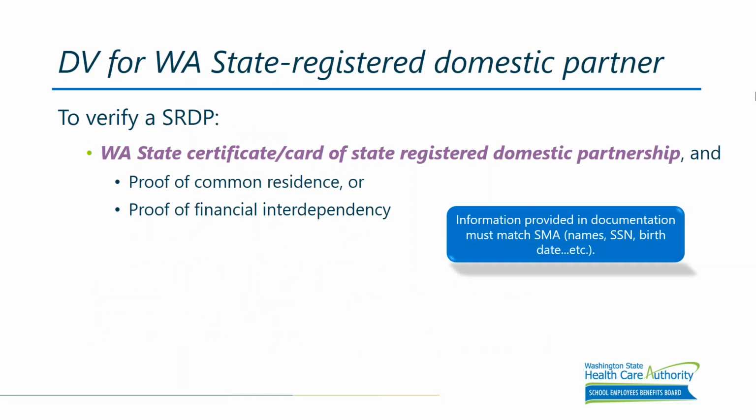To verify a state-registered domestic partner, subscribers must supply the Washington State Certificate or Card of State-Registered Domestic Partnership, along with proof of common residence or proof of financial interdependency. And again, we're looking for information that connects that subscriber to that domestic partner. And in this case, we are specifically stating Washington State Registered Domestic Partnerships.